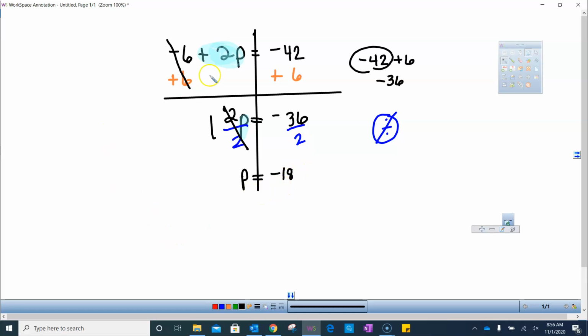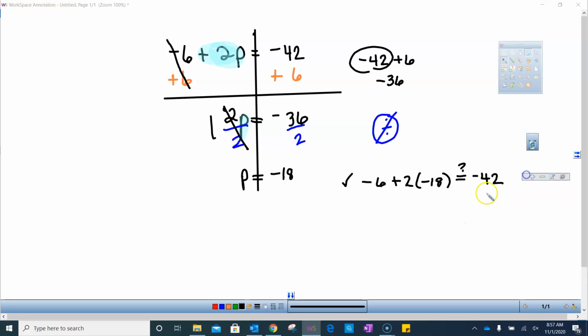So now we'll run a check to make sure 18 makes this equation true. I'm going to put negative 6 plus 2 times negative 18. Will that give me negative 42? Now I'm just going to do the math on this side and just keep bringing the negative 42 down on the right side and hope they're the same when I'm done.